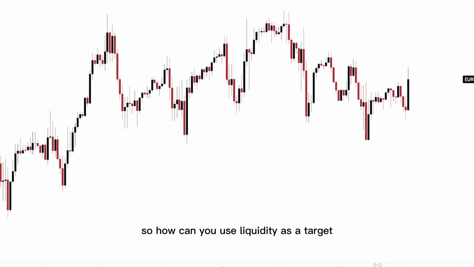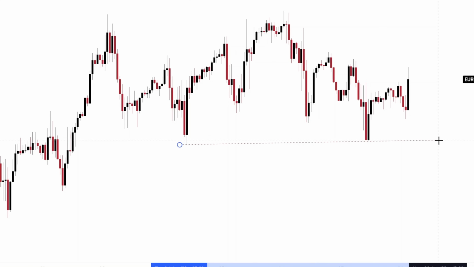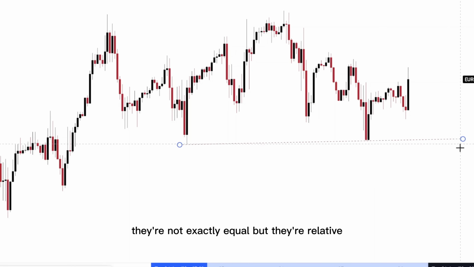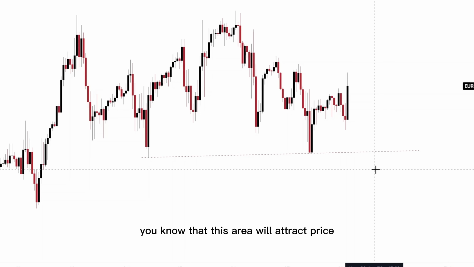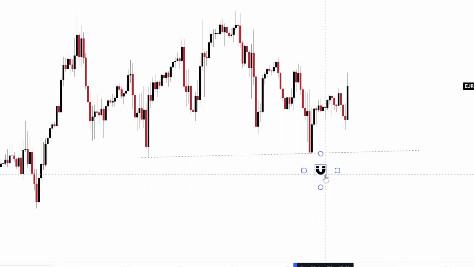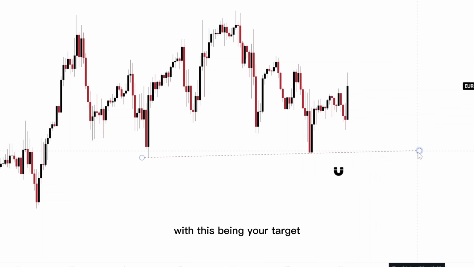So how can you use liquidity as a target, as somewhere where price can potentially go, and how to use that with your entry? So one way to use it is to use it as a destination. So let's say here you have your relative equal lows. They're not exactly equal, but they're relative. And what you would want to do is, you know that this area will attract price. So the fact that now you know that this area acts as a magnet, you're looking for a reason to take price down. You're looking for a reason to get in a short setup, with this being your target.